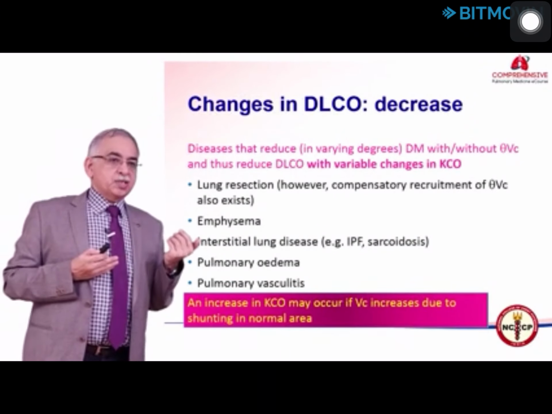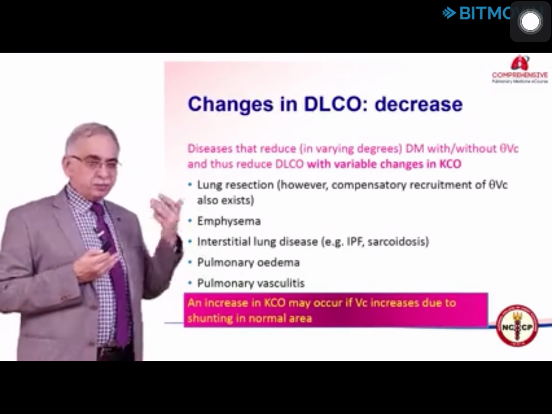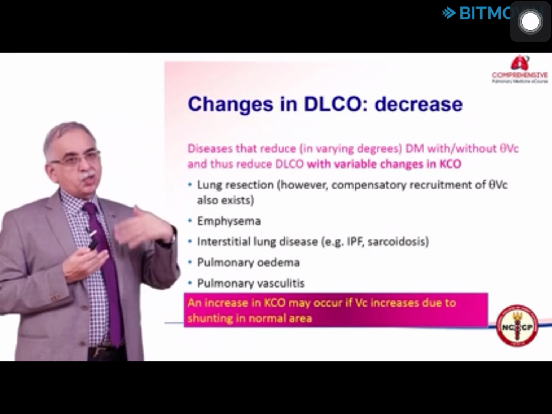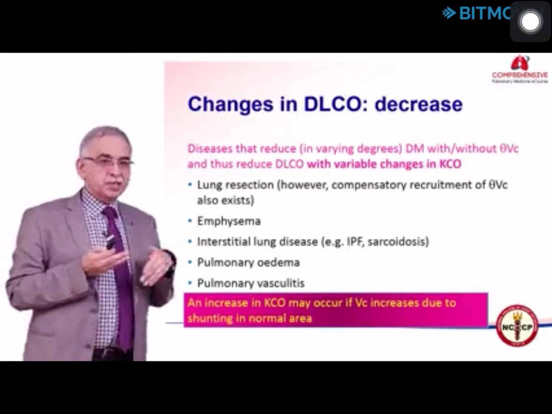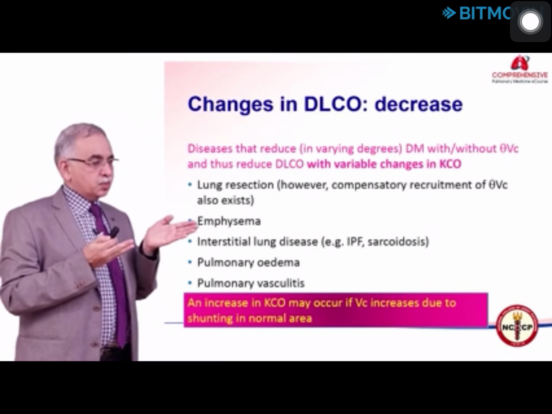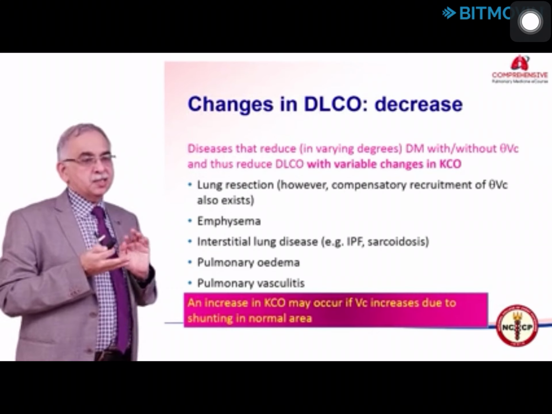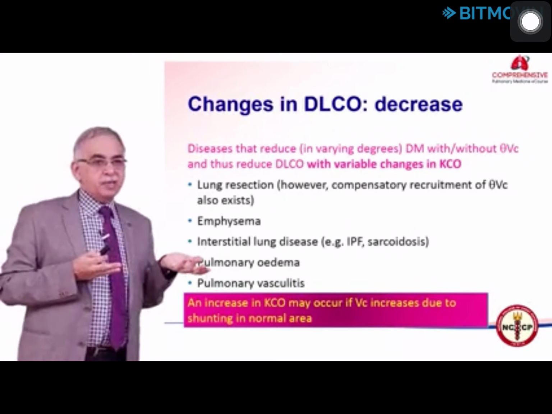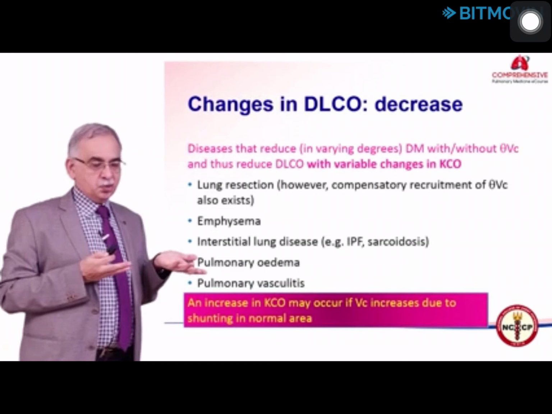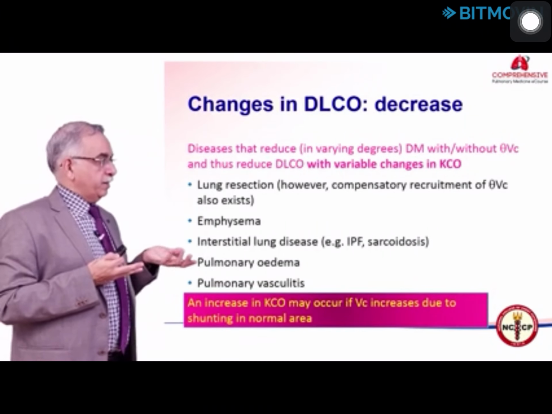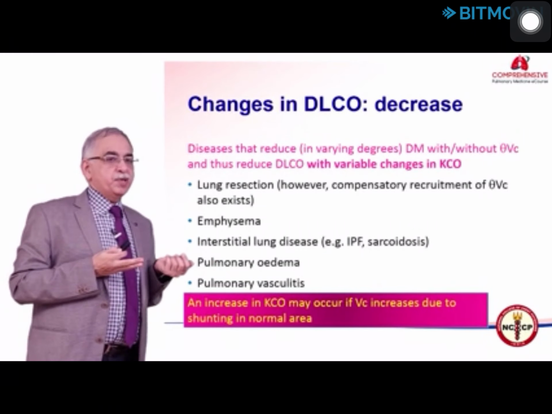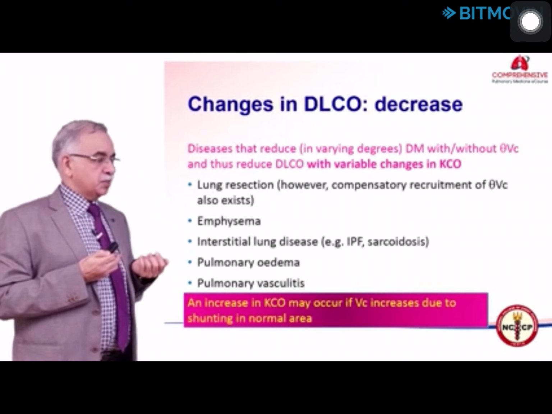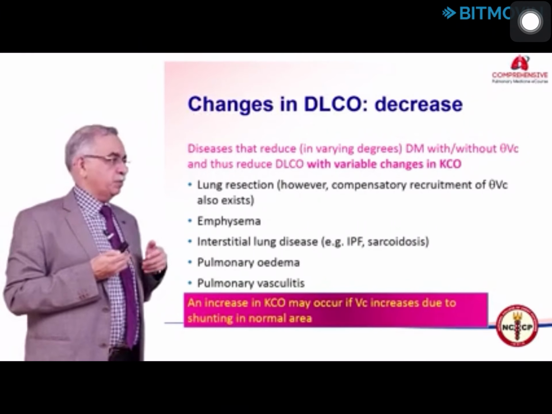In a patient who has undergone a lung resection, we can expect the DLCO to reduce, but later on the remainder lung has a compensatory increase in volume and compensatory increase in perfusion. So, theta Vc can increase again later on. In emphysema, it is reduced, and that is a classical change in COPD, a reduction in diffusion capacity. In most of the interstitial lung diseases like IPF and sarcoidosis, diffusion capacity is decreased. Then in other conditions like pulmonary edema and pulmonary vasculitis, the diffusion capacity can be reduced.